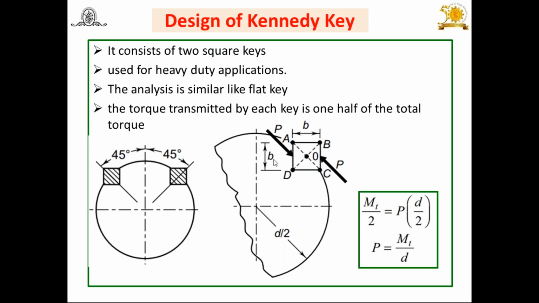BC means this B. So what we have to do? We have to find out this OB. You can consider it a right angle, so OB square is equal to BC square plus OC square. OC you have already calculated. BC means this small b is the width or height, equal to B. And by using the geometrical relation, you can find out OB.